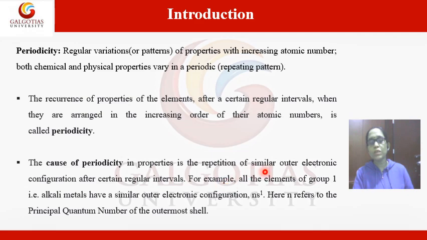That means repetition of similar outer electronic configuration after intervals of 2, 8, 8, 18, 18 and 32. This is your magic number. When we take the example of the elements of group 1, the alkali metals, you will find they have similar electronic configuration, ns1, where n refers to the principal quantum number of the outermost shell.